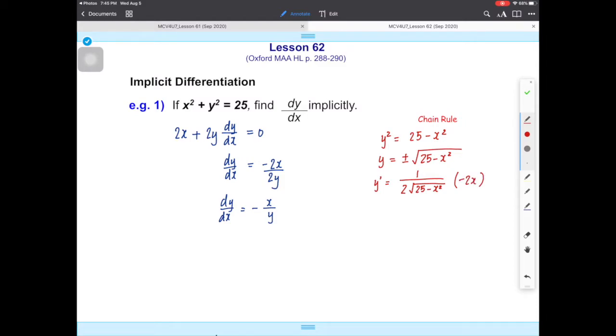And since y squared is 25 minus x squared, which is in the denominator here, y prime is still negative 2x over 2 times y, which is the same as what we got when we differentiated implicitly, negative x over y. Okay.